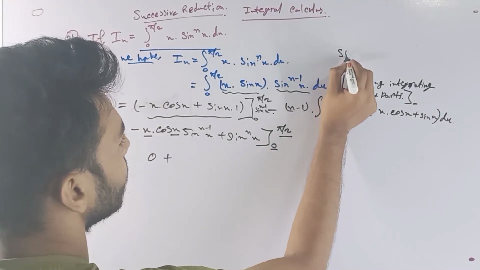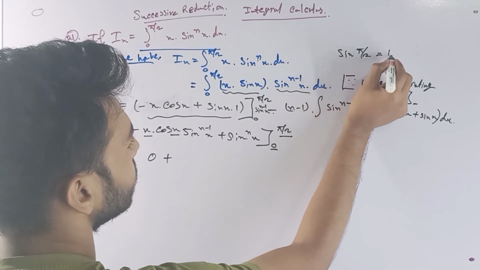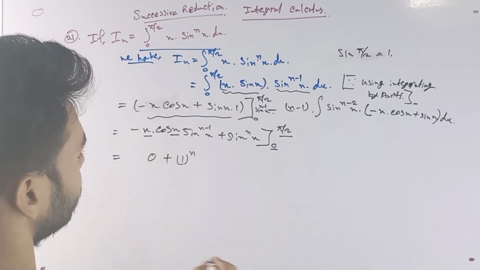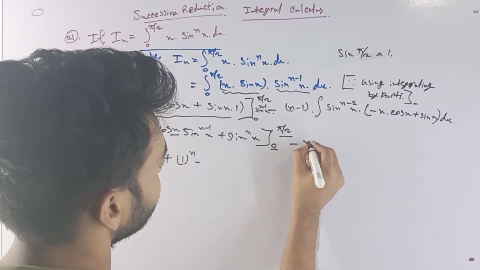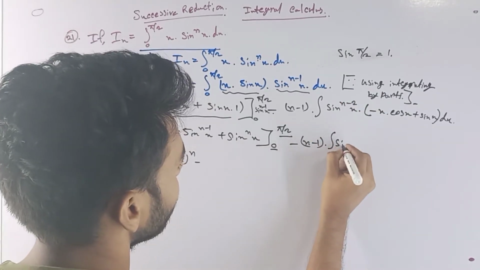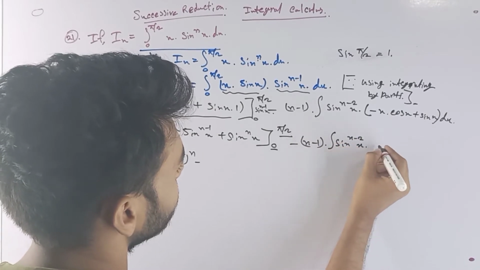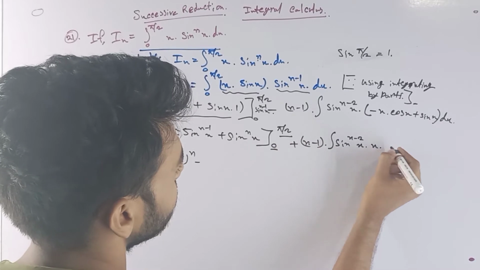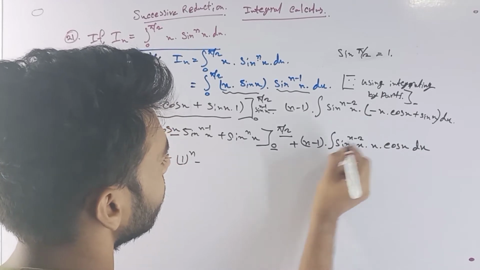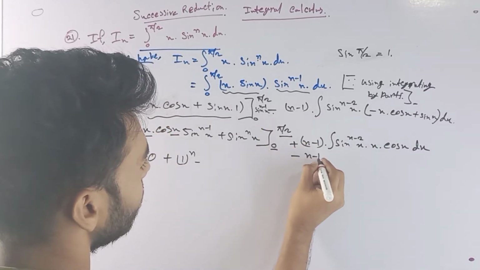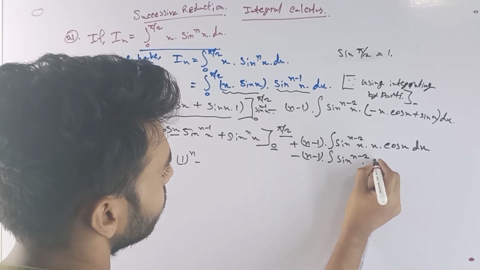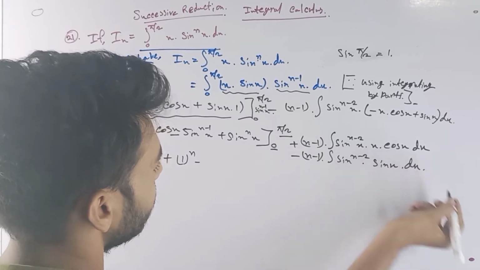So sin of pi by 2 equals 1, also we know that. So here 1 to the power n, and sin of 0 equals 0, so we do not write that. Now n minus 1 times this function, so write sin^(n-2) x times this function; minus and minus becoming plus, x times cos x, and dx is coming, and this sin x. Therefore minus (n-1) times the integral of sin^(n-2) x sin x dx.